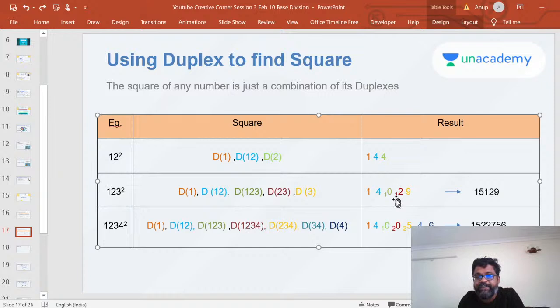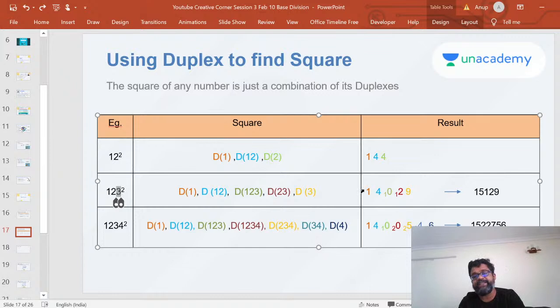Look at the color code that I've given, right? The color code is meant for you to correlate that this duplex's answer is this, right? So 12. And then finally, easy peasy, you have to find out the duplex of 3. What is the duplex of 3? Duplex of 3 is 9.